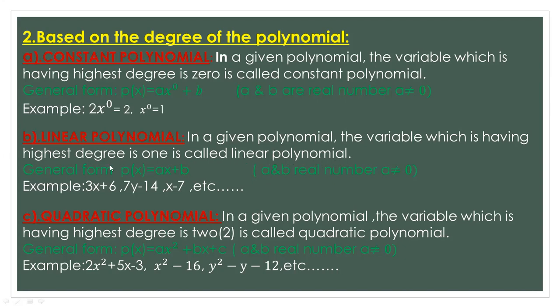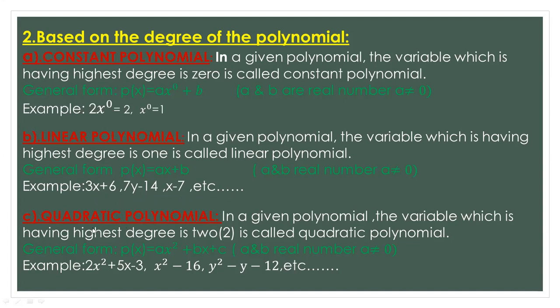Its general formula is p of x is equal to ax plus b. Here a and b are real numbers where a is not equal to 0. For example, 3x plus 6, 7y minus 14, x minus 7, etc., like this.